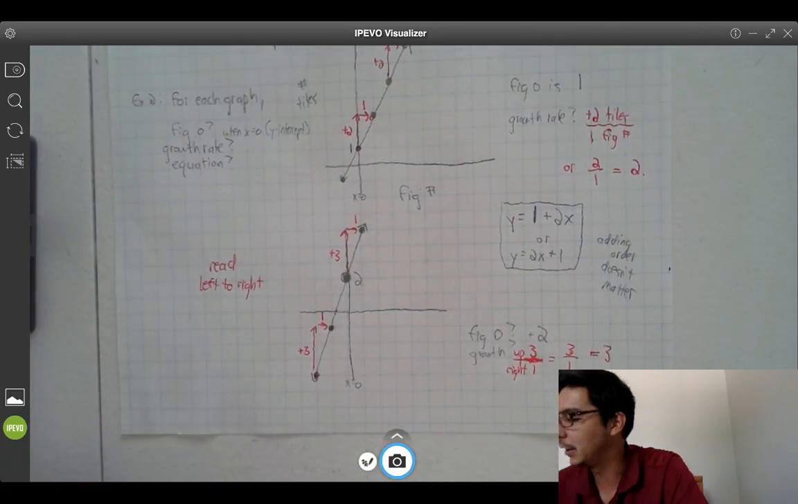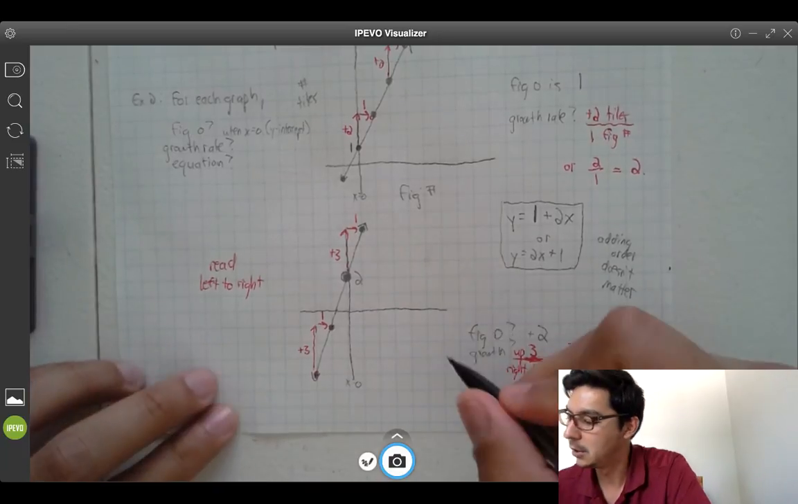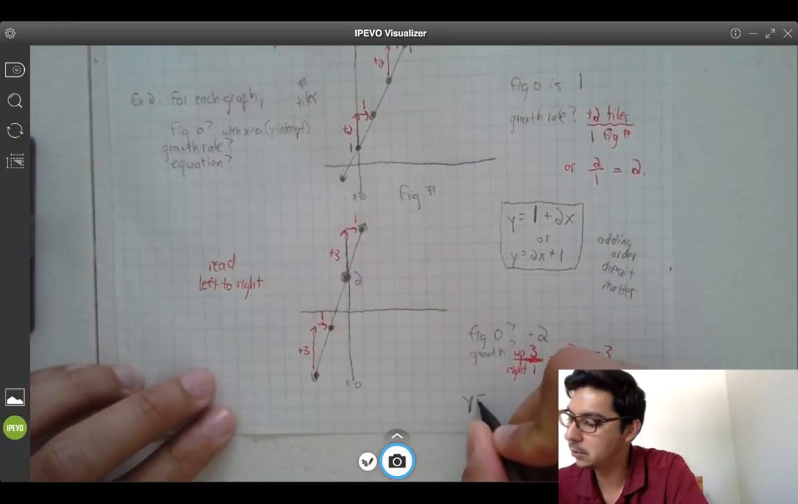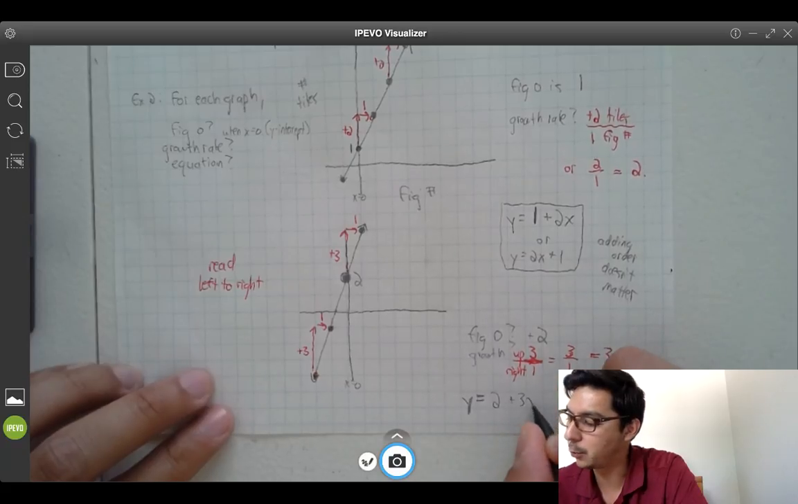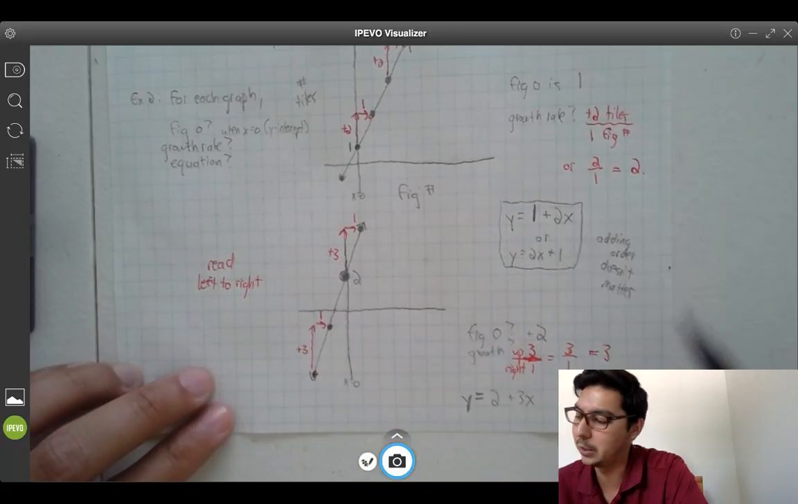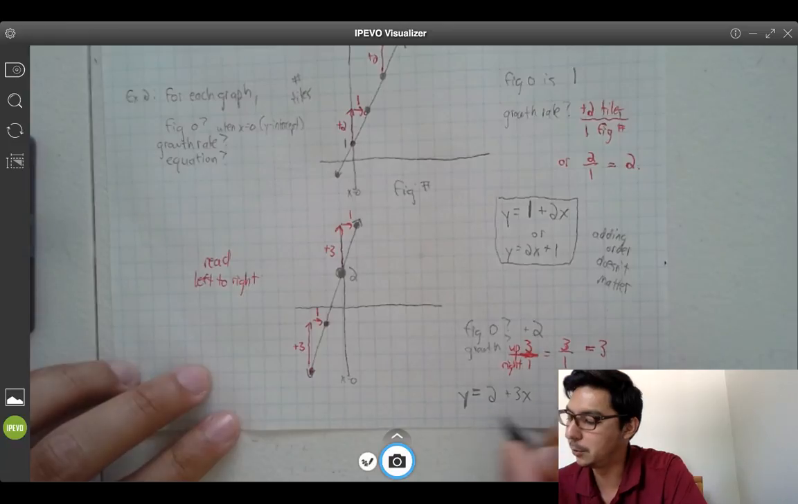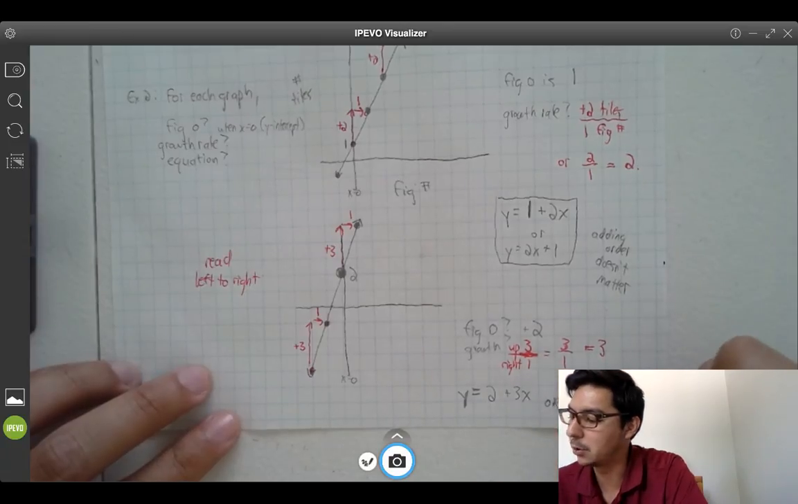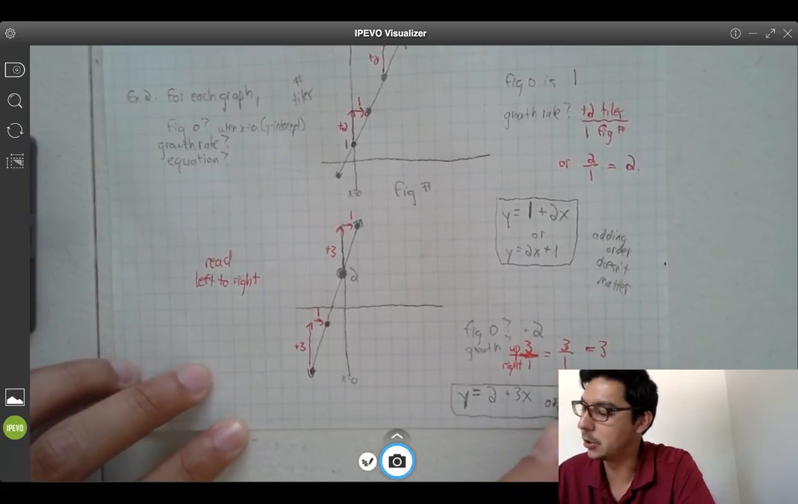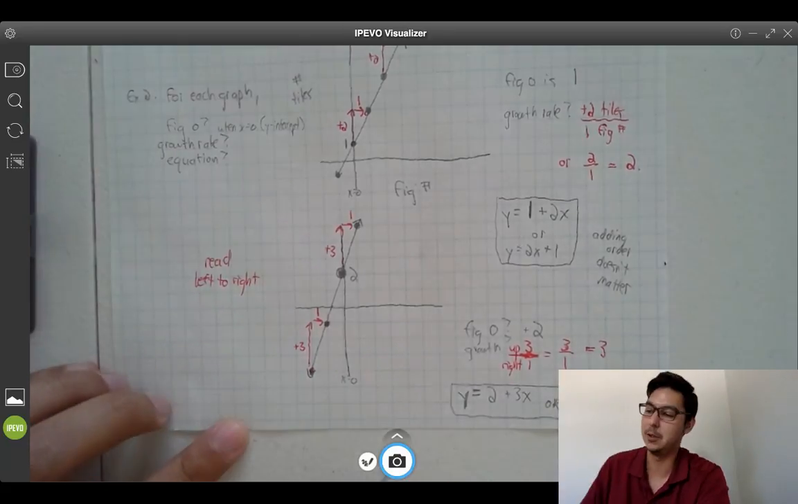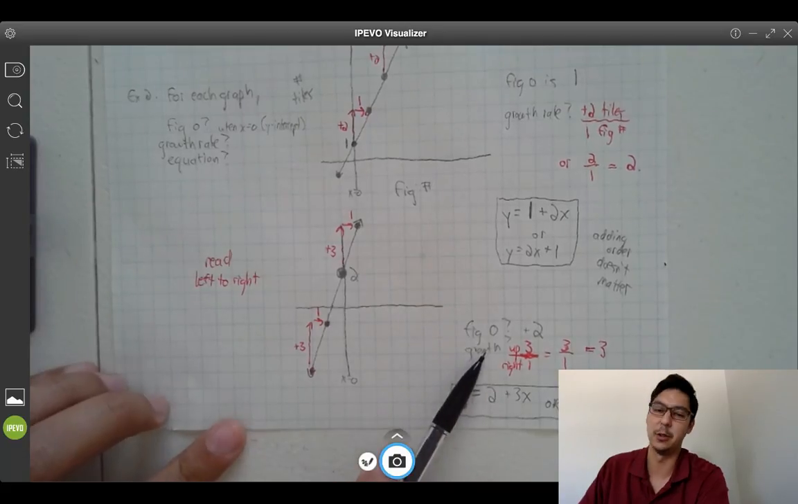And then what's the final equation? If you put that together, you get y equals its starting value 2 plus 3x, because it's going up by 3 every time. Or again, you could put 3x plus 2, because order doesn't matter. And that's how to get the equation from a graph. You still need figure 0 and you still need the growth, the two things: the start value and how it's changing.